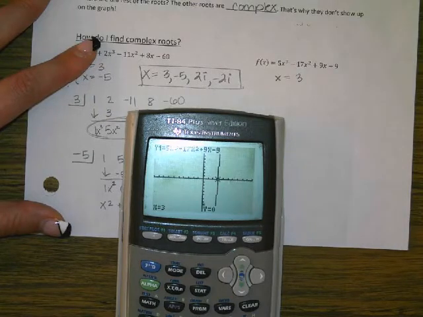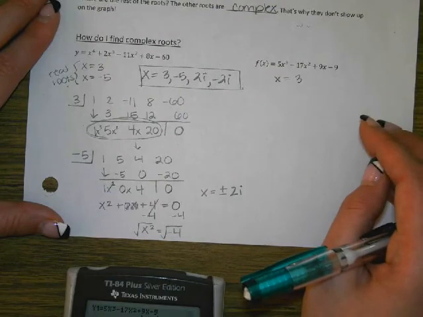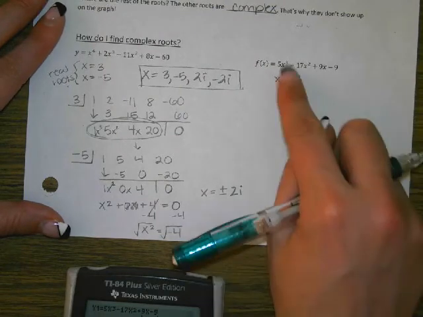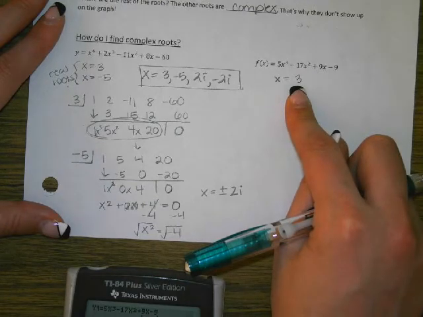And I did. Now this problem is a little different because how many answers are we expecting to find? We're expecting to find 3 answers. So that means that one of them is real. What's going to happen with the other 2? They're going to be imaginary.